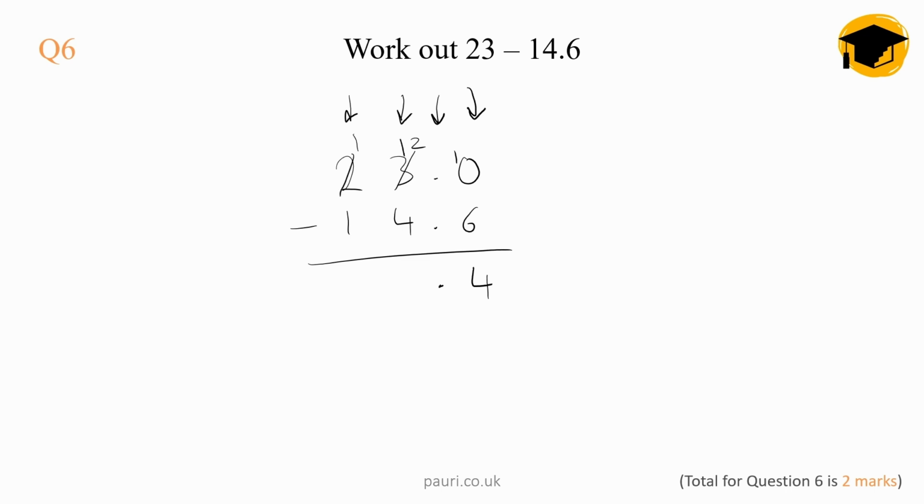Borrow from the next place value. 12 minus 4 is 8. 1 minus 1 is nothing. So my final answer is 8.4.